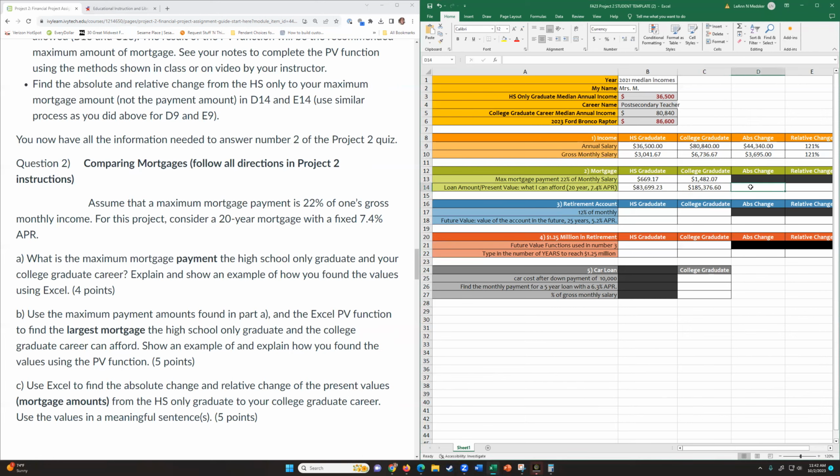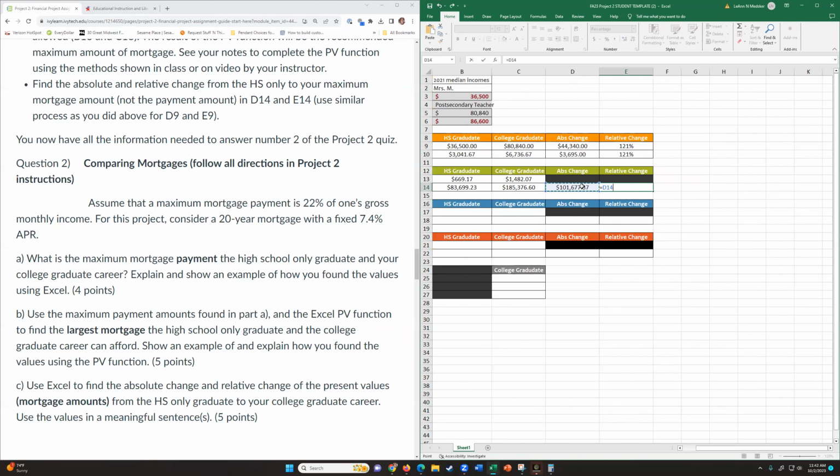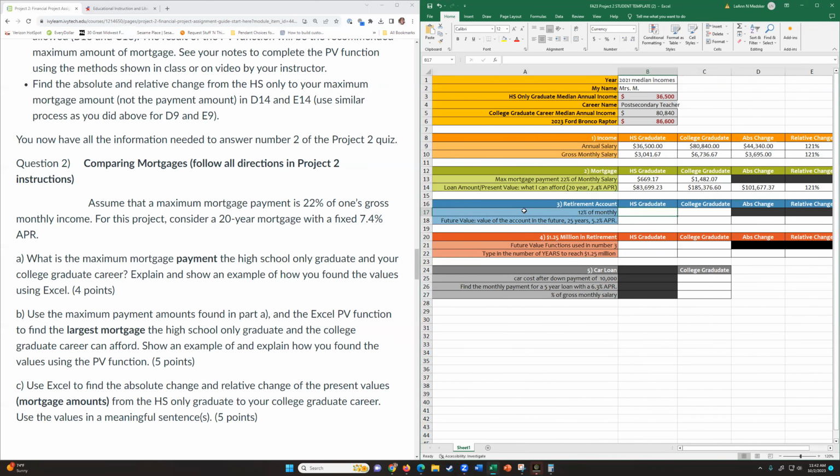Do the same thing we did up above for absolute change and relative change. So equals new minus old, equals absolute change divided by old. So notice, again, it's 121%, okay?